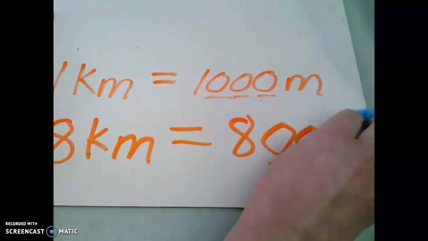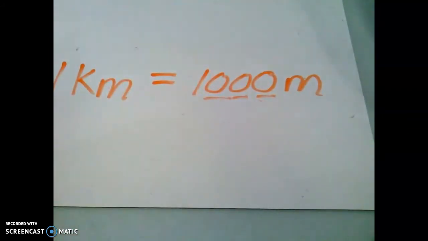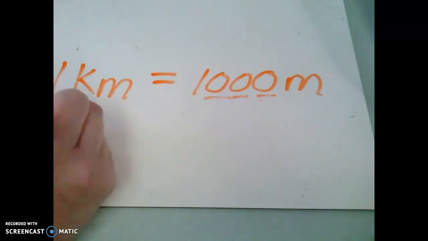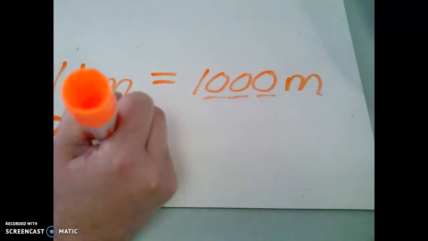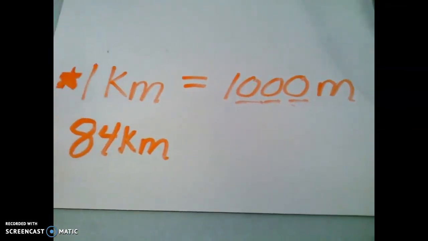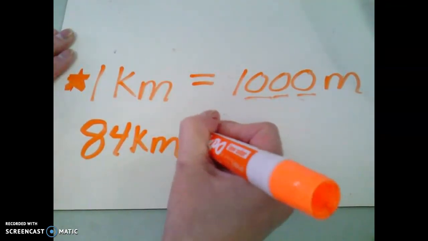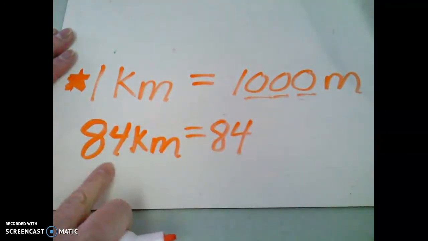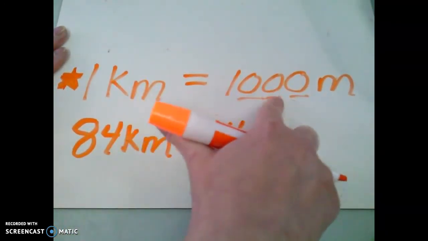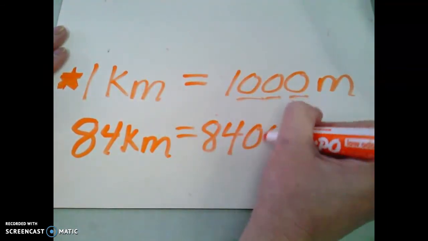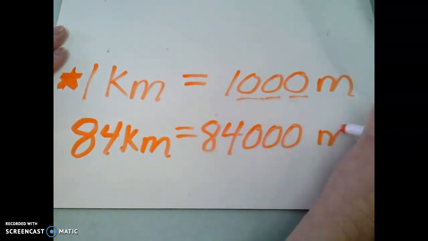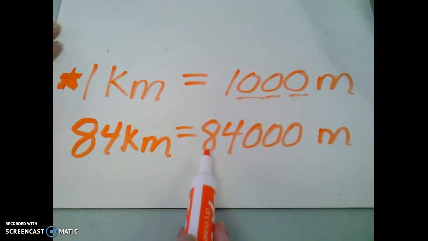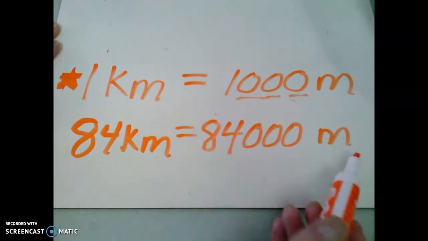All right, let's try another one. If I have 84 kilometers, that is going to equal 84, because I use this, and then I'm going to add 1, 2, 3 zeros onto it. So 84 kilometers is 84,000 meters.